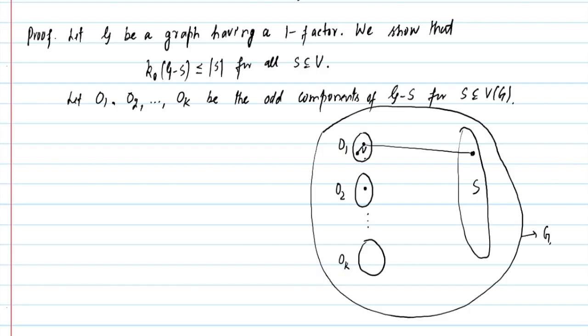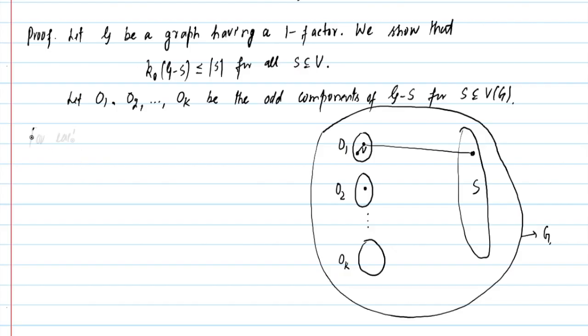So for the existence of a matching which saturates all the vertices of O1, there must be at least one vertex in O1 which is adjacent outside of O1. But outside of O1 here means it cannot be adjacent with any O2 up to OK. It has to be adjacent with some vertex of S, because S was a set whose removal from G induced this odd component O1 here. So therefore at least one vertex from every OI must be adjacent with some vertex of S because of the existence of a perfect matching. So we shall recall these things here.